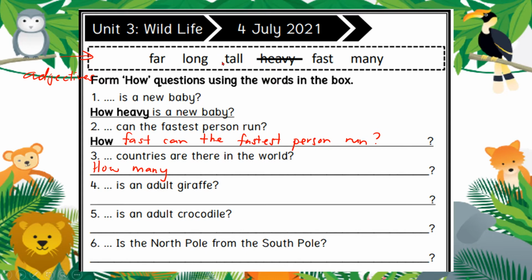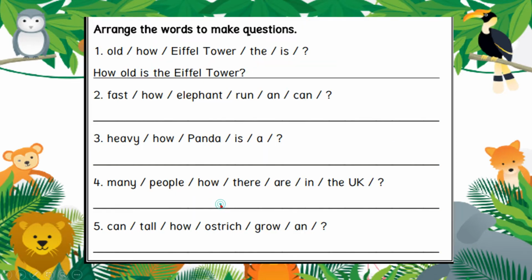After how is the adjective. Ada 1, 2, 3, 4, 5 adjective. You choose. How is it? How far is an adult giraffe? No. How long is an adult giraffe? No. How tall is an adult giraffe? Yes. So, how tall is an adult giraffe? Okay, so macam tu.